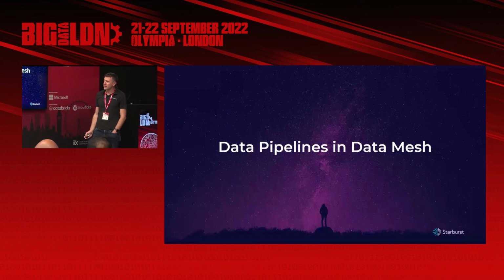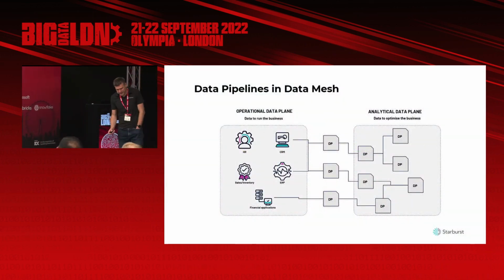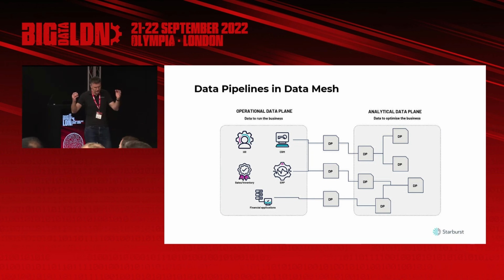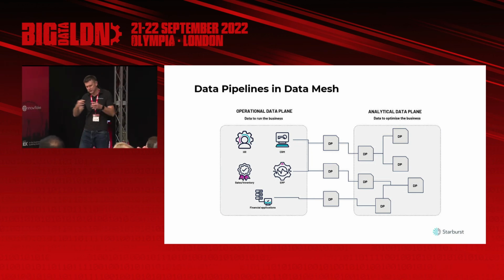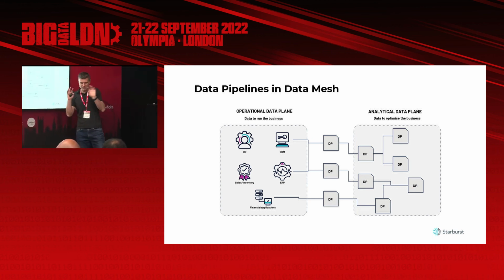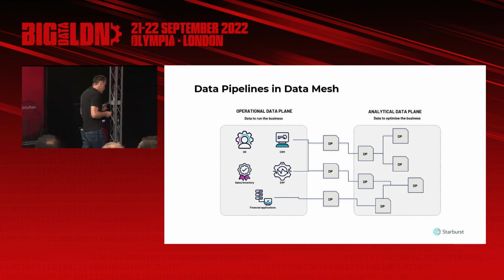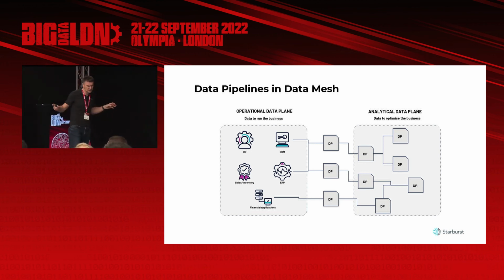So, data pipelines in a data mesh. I've got a couple more slides. When we think about data pipelines, you can go, oh, hang on, you told me there wasn't a data pipeline. You have operational and analytical planes, and we need to have data between them. You do have a data pipeline, right? Data products don't magically make that disappear. The way I would think about data products is that they are modules in a data pipeline.